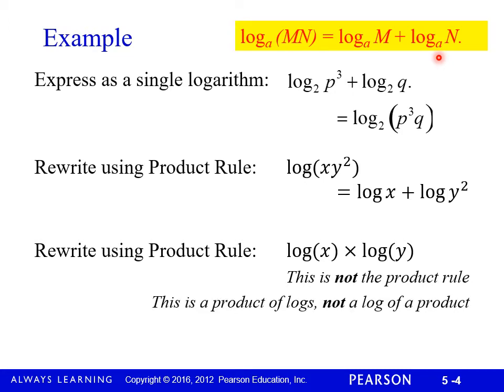This is not the product rule. This is a product of logs, not a log of a product. This is a key distinction, and one of the things that trips up a lot of students, so be careful here. There is no rewrite or simplification for the product of logs, only for the log of a product. All of the rules are about the log of a product, the log of a power, the log of a quotient, which we're going to look at.